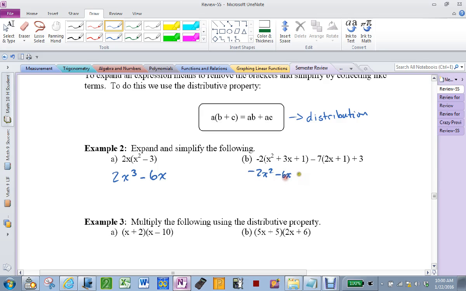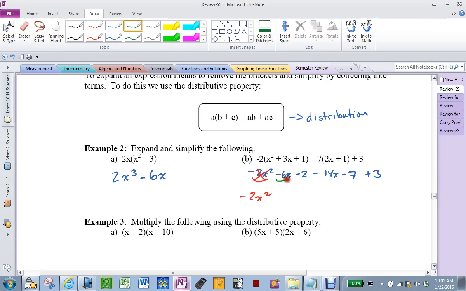Minus 6x minus 14x minus 7 plus 3. Then I have to collect my like terms. Any other x squareds? No. Negative 2x squared. Done.